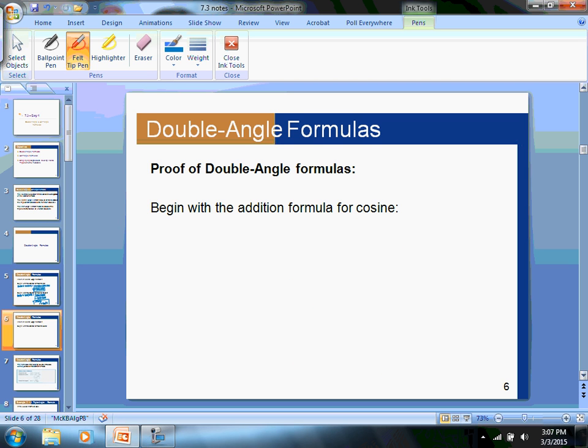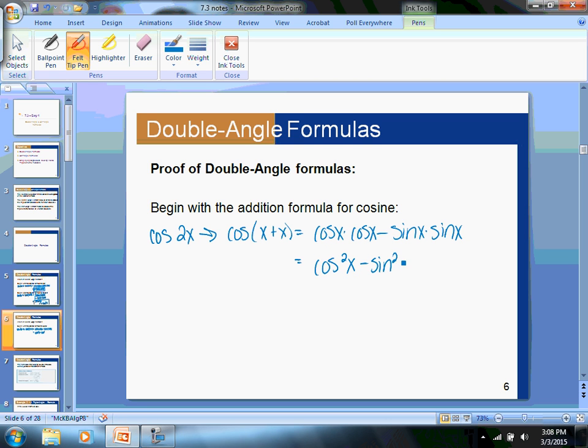Now cosine really has 3. And again, we're going to start with the cosine of 2x. So this means I have cosine of x plus x. So 1x plus 1x is 2x. So then I'll have cosine of x times the cosine of x minus the sine of x times the sine of x. Now remember, when you multiply those together, you'll get cosine squared x minus sine squared x. So that's one version of the double angle formula for cosine.